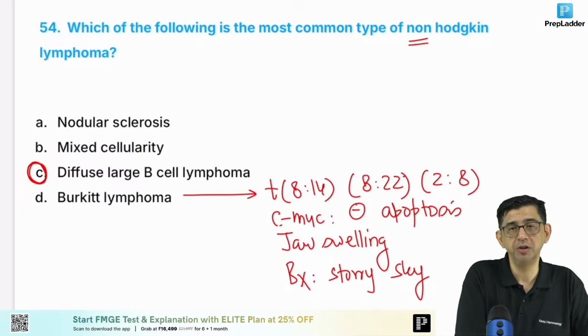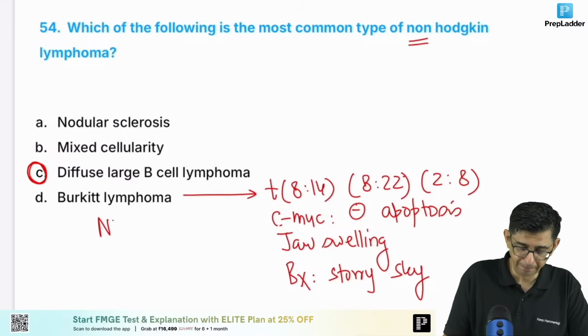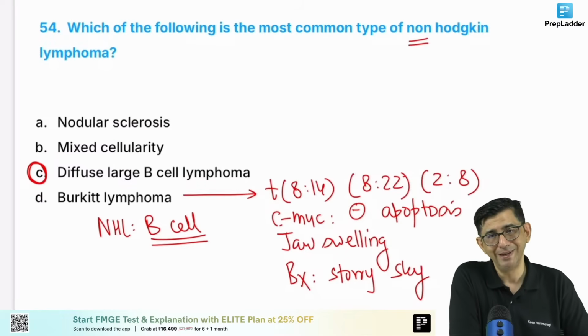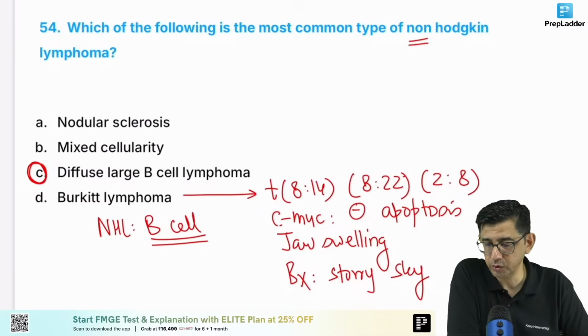This is a non-Hodgkin's lymphoma of the B-cell variety. Burkitt's lymphoma is a non-Hodgkin's lymphoma of the B-cell variety. Hodgkin's lymphoma is a pure B-cell tumor, but non-Hodgkin's can be either B or T-cell. The T-cell variety of non-Hodgkin's lymphoma is called mycosis fungoides, or also called cutaneous Sézary syndrome.